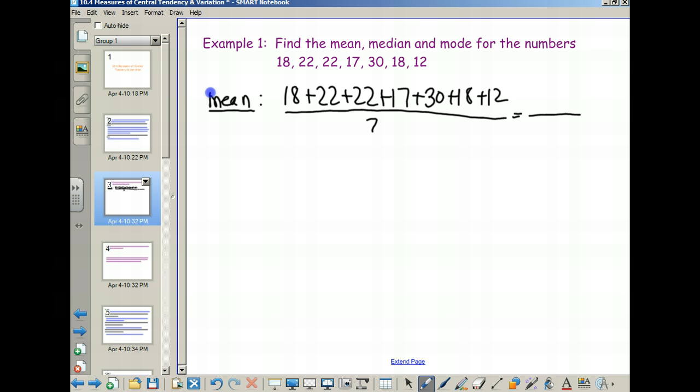Somebody tell me the numerator: add the 18, 22, 22, 17, 30, 18, and 12. 139. I didn't have it written down, so I'm going to take your word for it, Sarah. 139. So you either have to show me this piece on the left, or you have to show me this part right here. I don't care which one, just show me one of them, and then your final answer as well. What is 139 divided by 7? We're going to go with 1 decimal in this section. 1 decimal is enough.